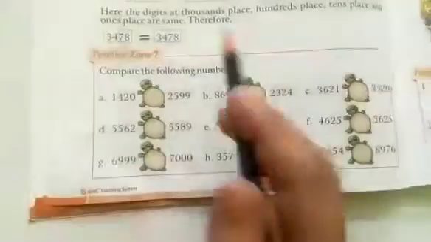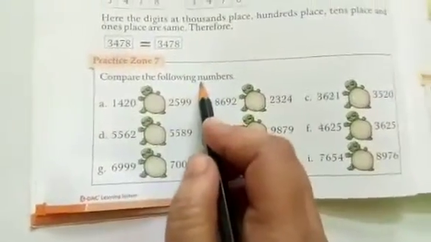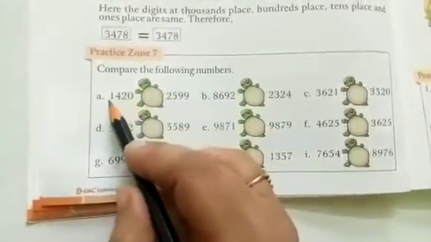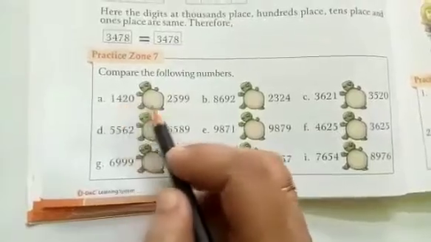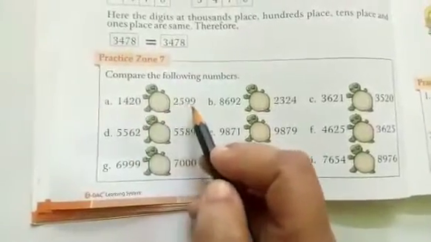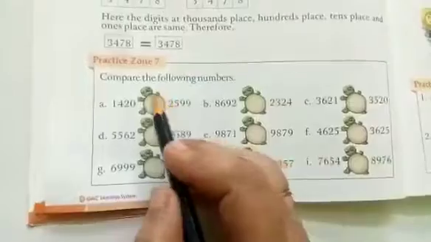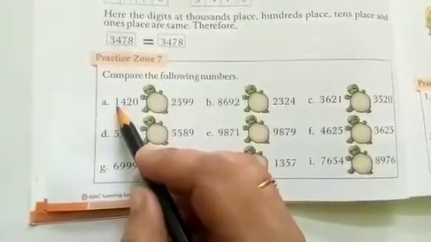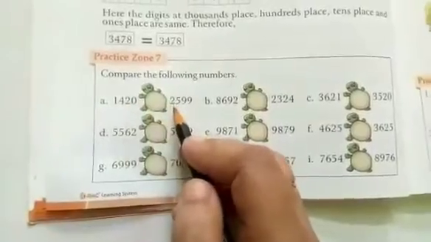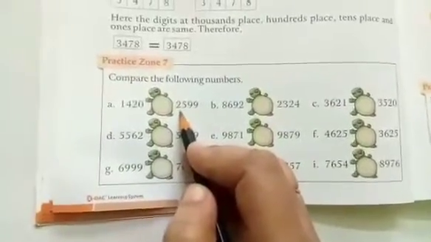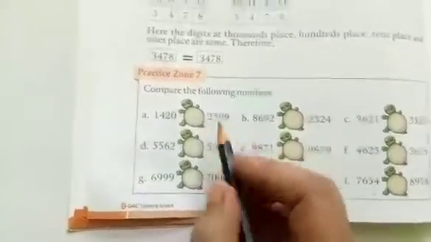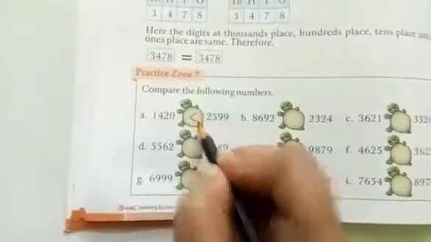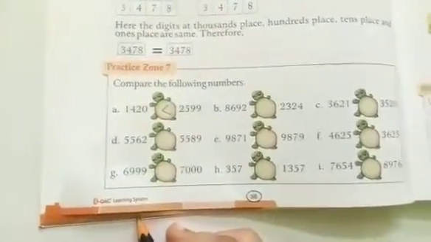So come on, let's solve this. Compare the following numbers: 1420, 2599. First we will compare from the thousands place. Here 1 is there and here 2 is there. So which one is larger? Yes, 2000. So we'll put the crocodile mouth here.